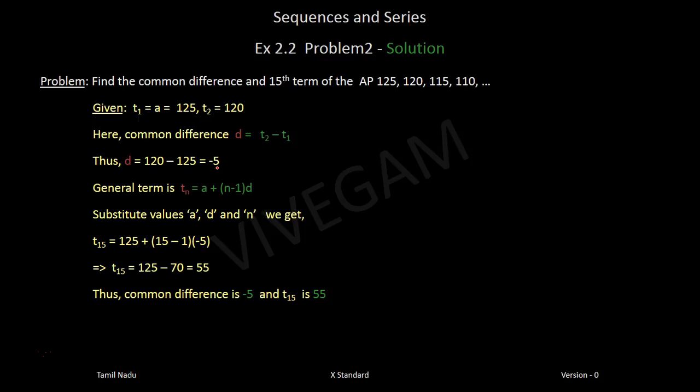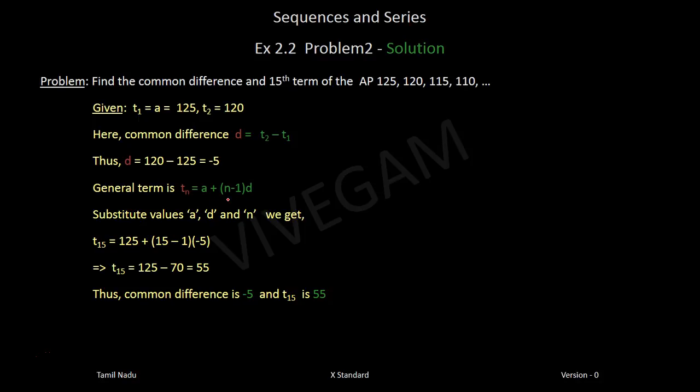I'm sorry, I think I've made a mistake here. Okay, sorry, and D is T2 minus T1. So T2 is 120, so it's right. 120 minus 125, that is equal to minus 5. So now the common difference is calculated. The general term is Tn equal to A plus n minus 1 into D. We know the entire right hand side.